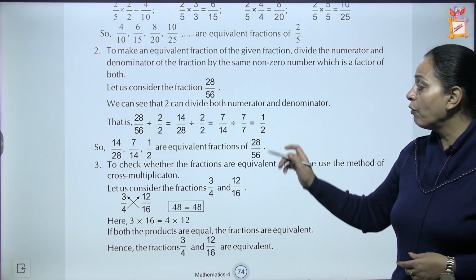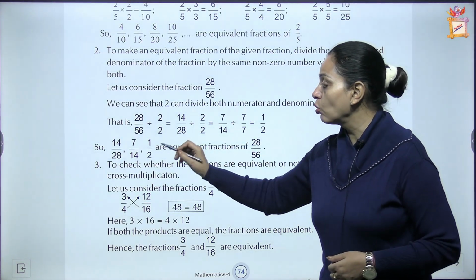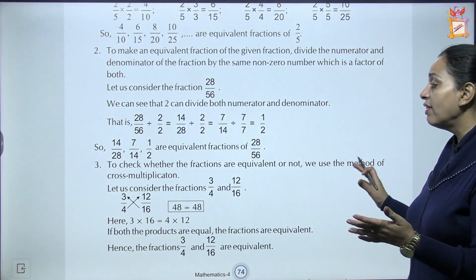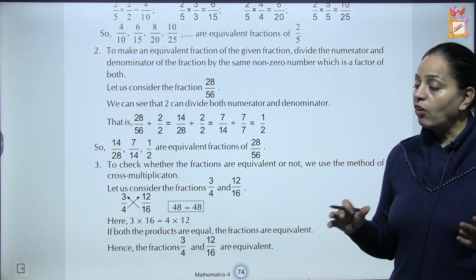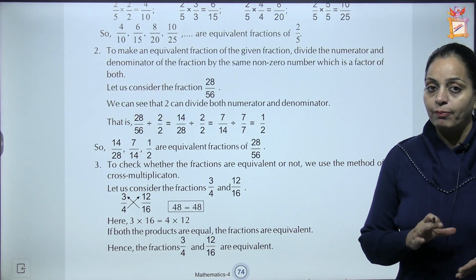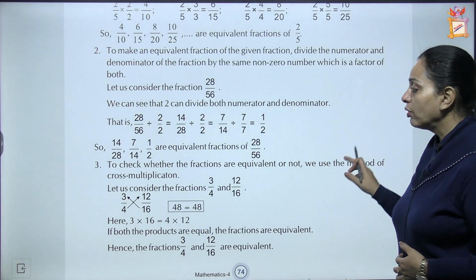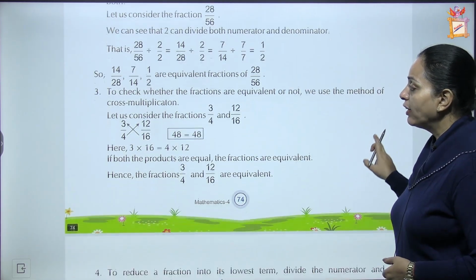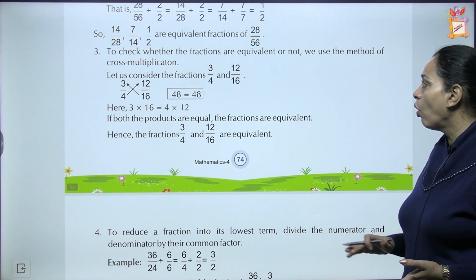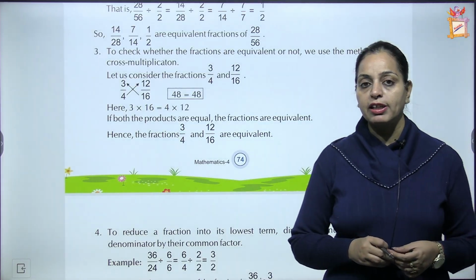We are getting 1/2. So that is also an equivalent fraction. Like this we can find equivalent fractions of a given fraction, right? Now the third one: to check whether the fractions are equivalent or not, we use the method of cross multiplication.